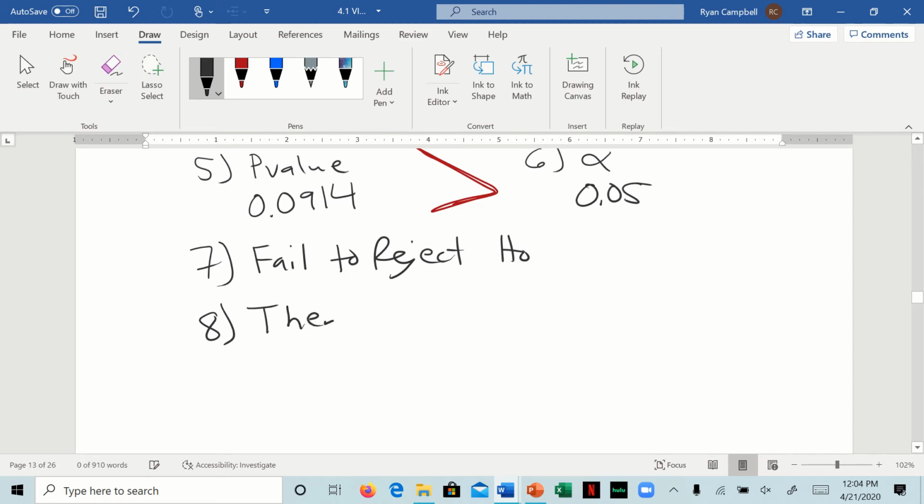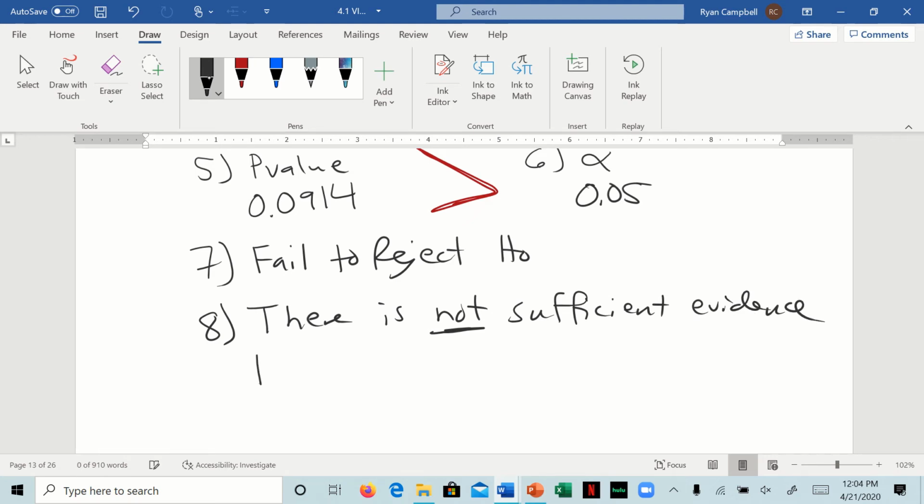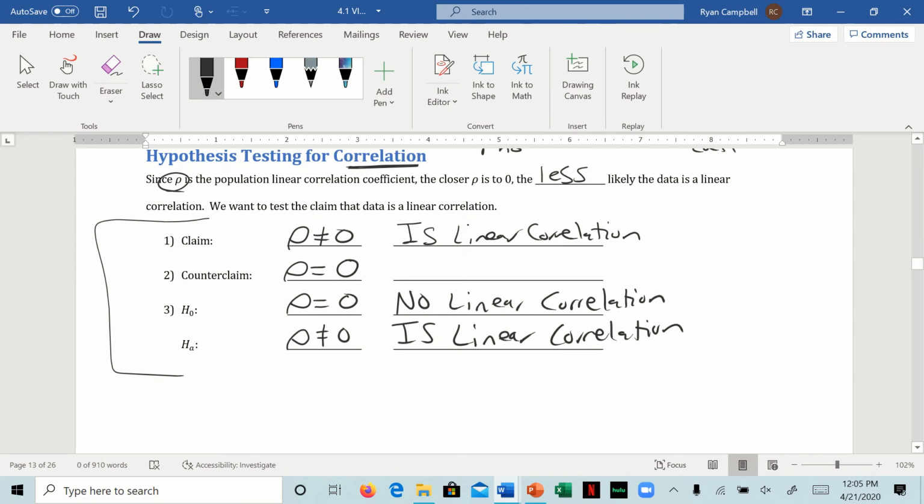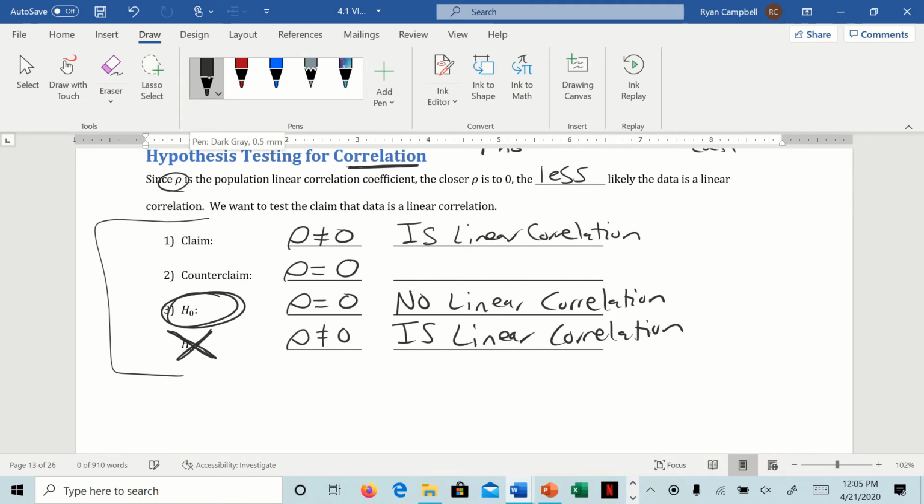Which means that there is sufficient evidence, or sorry, we failed to reject. So there is not sufficient evidence to conclude that, and let's go back. What can we conclude? So what did we say always was our claim, counterclaim, and all that stuff? So if we're keeping this, then looking at our alternative hypothesis, what could we not conclude? We could not conclude that there is a correlation.